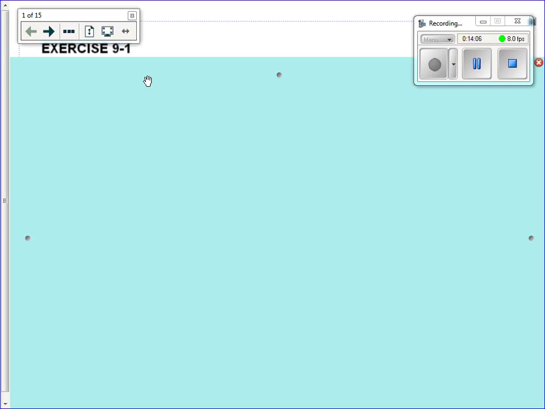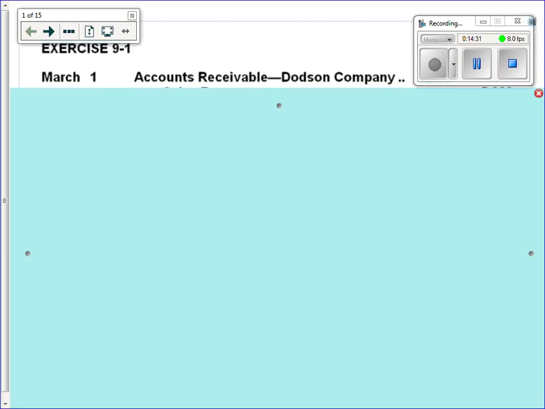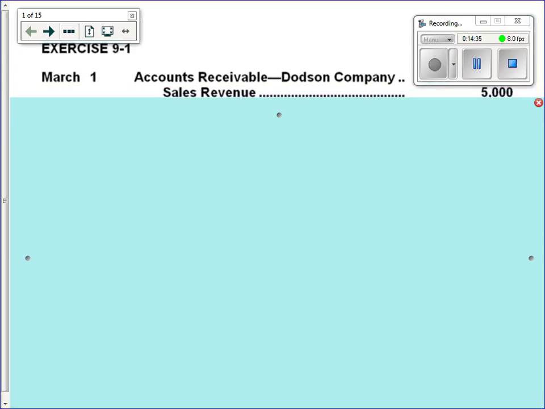So sold, I see the word sold. Always in the past that triggered 2 transactions. Are we worrying about the second half of that anymore? No. I think we should, but I'm not the textbook writer, so whatever. March 1st, we sold merchandise on account to Dodson, $5,000 worth, and there were terms. So did Dodson pay us cash? There were terms. So you will see AR, specifically Dodson Company, go up, and sales revenue go up by $5,000.